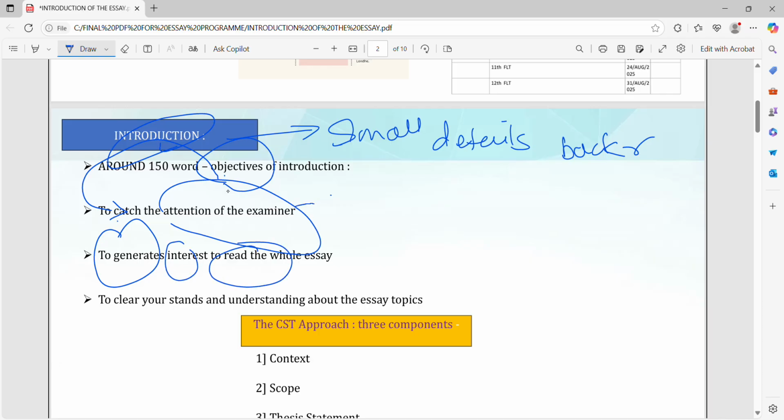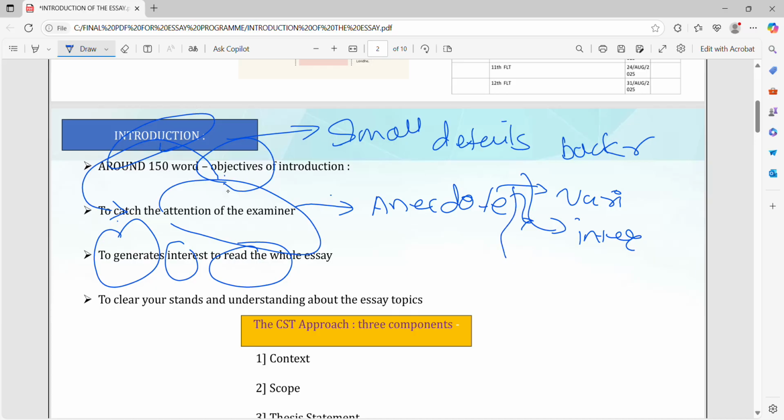If you write anecdotes, the examiner should be interested, because in an essay there is a variation in anecdotes in the introduction. So each and everything is interesting for the examiner. If we stand alone or uniquely, then the examiner will be interested in reading our essay. So that is the purpose of the introduction.